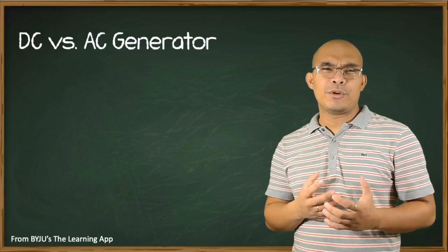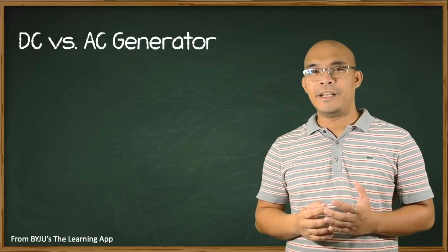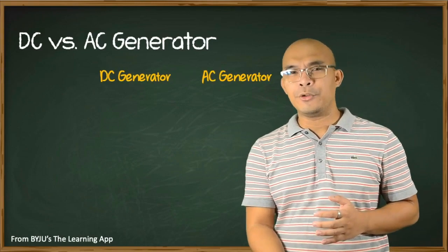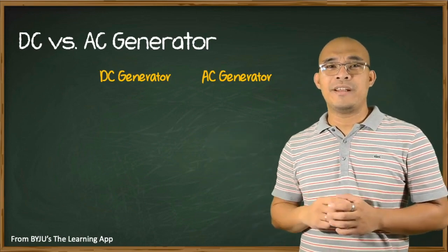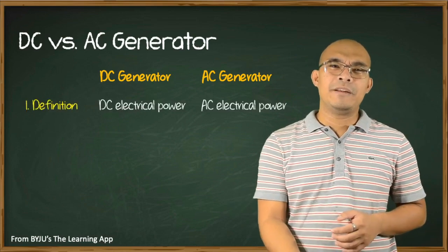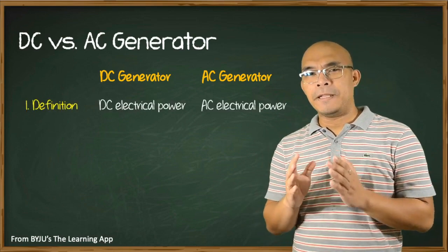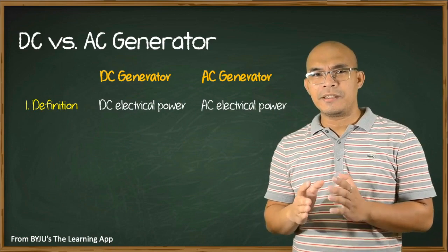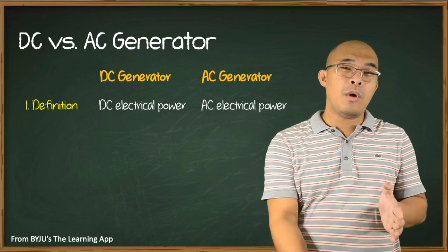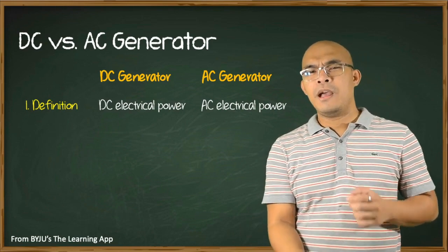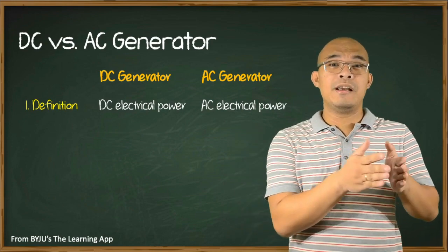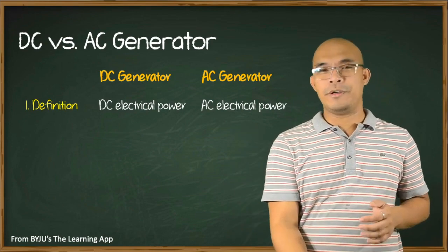So before we discuss thoroughly about AC generators or alternators, let us first differentiate it from a DC generator. This tabular comparison is credited to byjus.thelearningapp.com. By definition, a DC generator is a mechanical device that converts mechanical energy to DC electrical power, while an AC generator is a mechanical device that converts mechanical energy into AC electrical power.